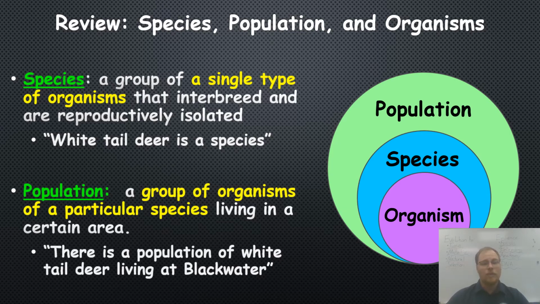A species is just a group of a single type of organism. And an organism is an individual life form. So white-tailed deer in Blackwater, that's a species. A population is a group of organisms in a particular area. So white-tailed deer in Blackwater is a population.